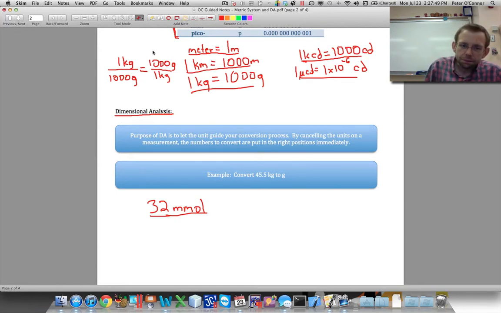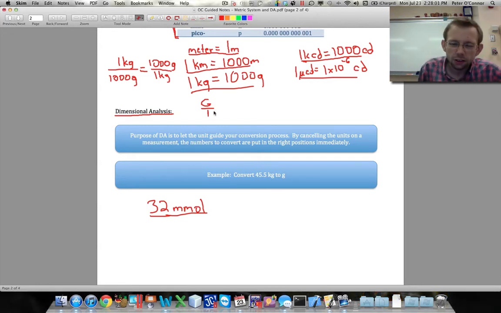Here's the basic idea. You're going to take your given. Usually your given's over 1. If you're in AP or doing something a little more advanced, you may have this over some other unit, like velocities and things like that, or conversion of densities. But again, that's cake time. Don't worry about it. We'll get there, okay?